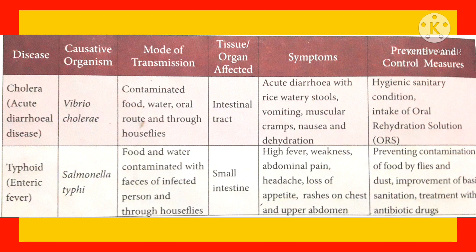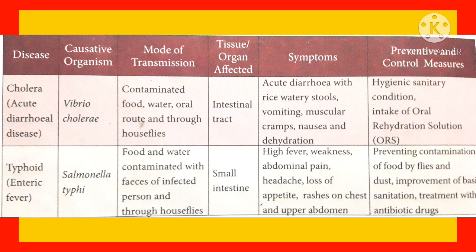Okay. Next disease, typhoid. Causative organism, Salmonella typhi. Okay. So how does it enter our body? Same as cholera. Contaminated food, water and houseflies. Also from an infected person to another person. Then which organ is affected? Small intestine.